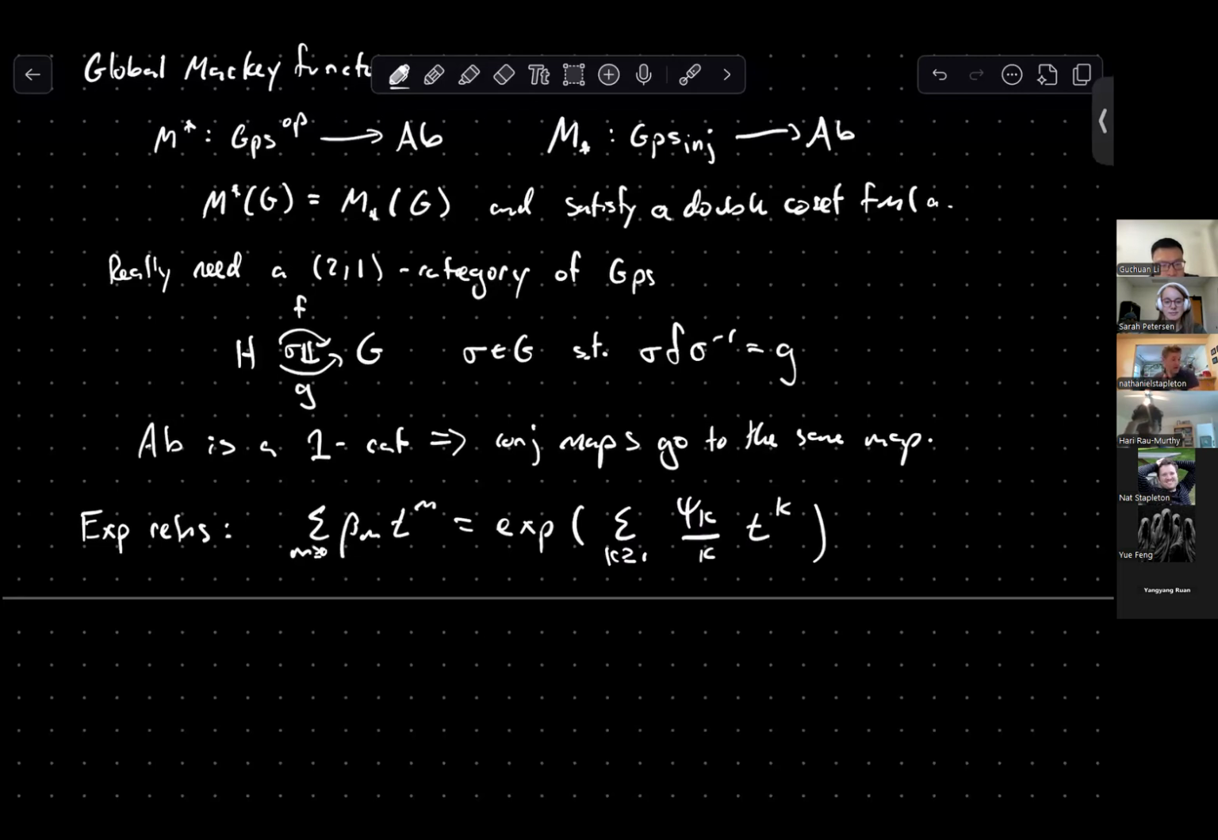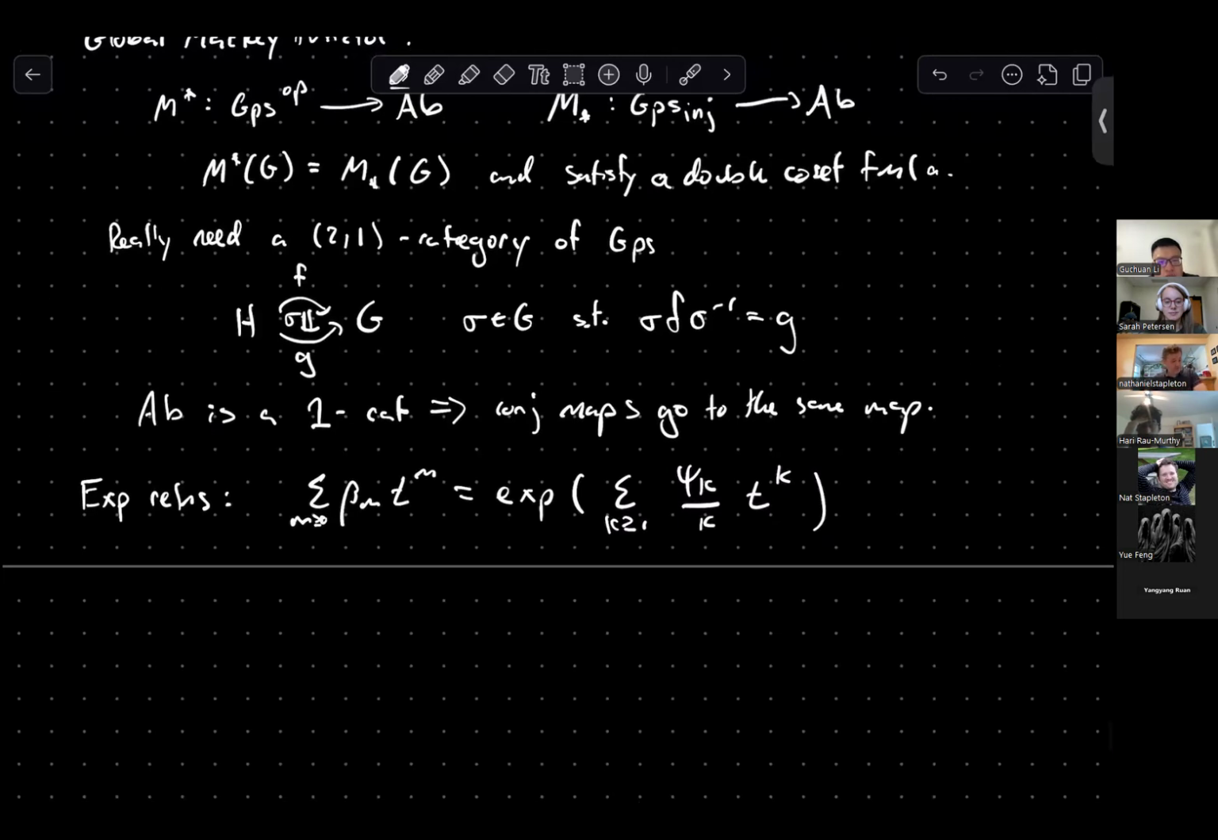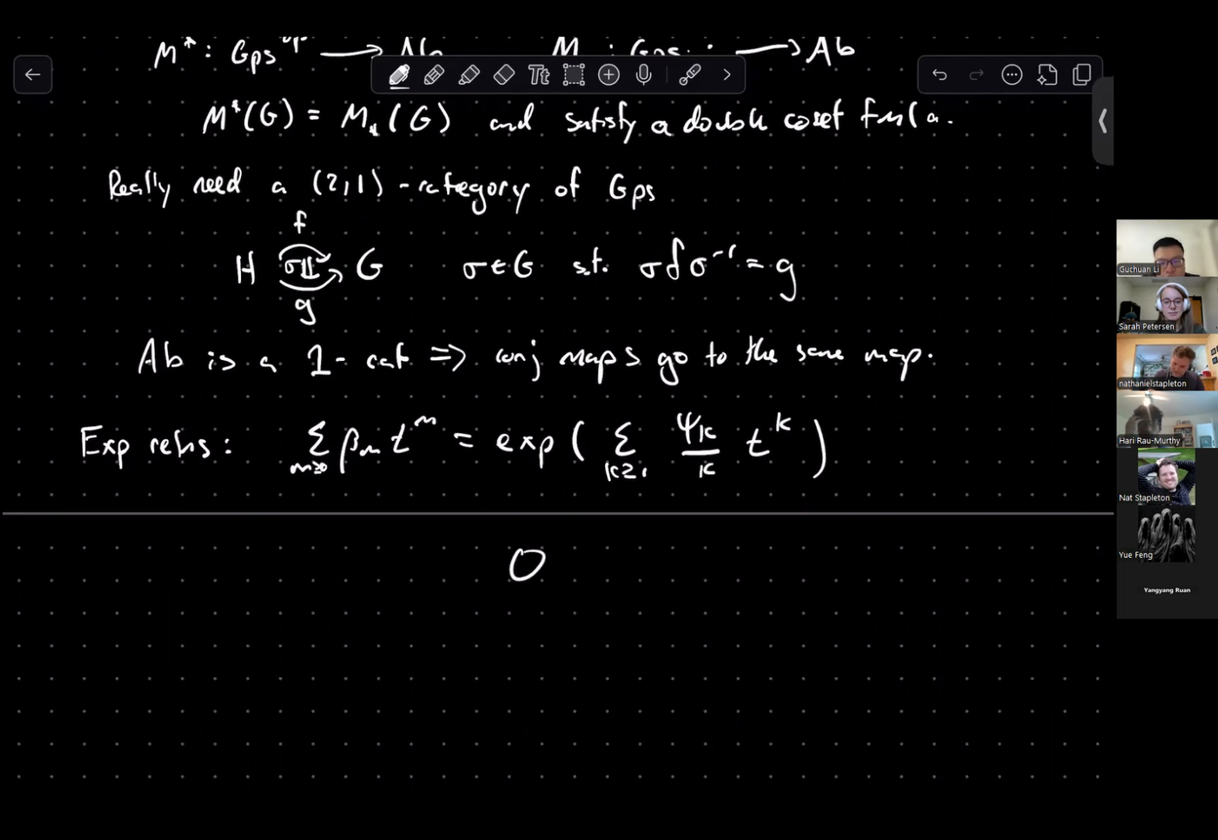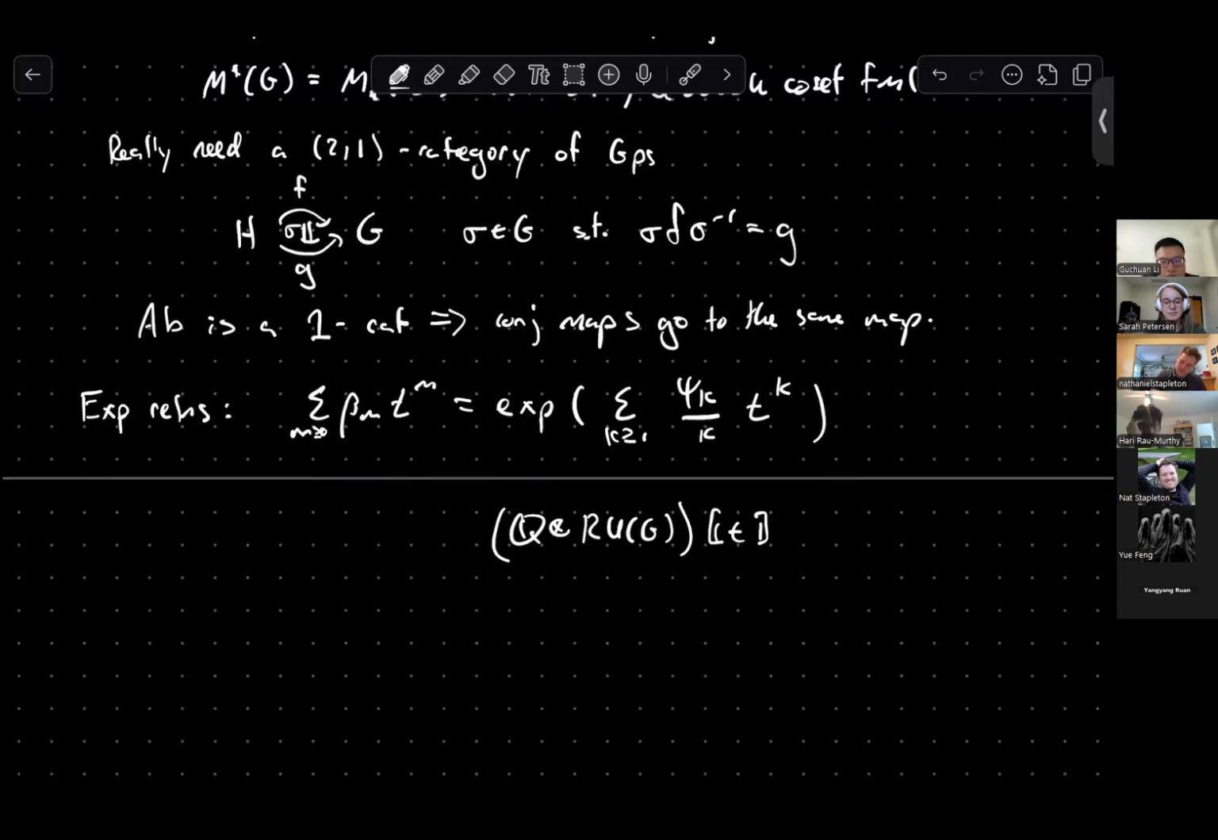t to the k. And I said very briefly, where does such a thing make sense? You might think, well, it makes sense in the rationalization of the representation ring of G, double brackets T, and that's true. It does make sense there. But it actually makes sense in a smaller ring, which is more integral, and that's the divided power series ring in one variable over R U of G.